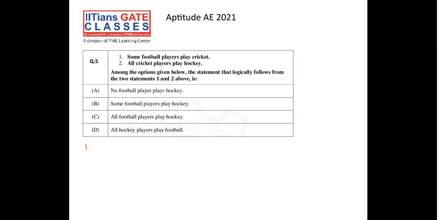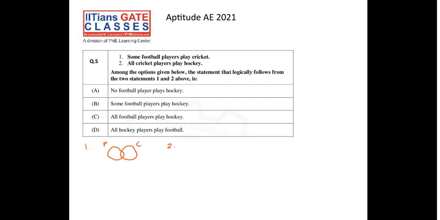For this question, we need to draw Venn diagrams according to the statements. According to the first statement, the Venn diagram will be some football players play cricket. So, taking that as football and this as cricket, this will be the corresponding Venn diagram. Some of the football players play cricket, which is given by the intersection.